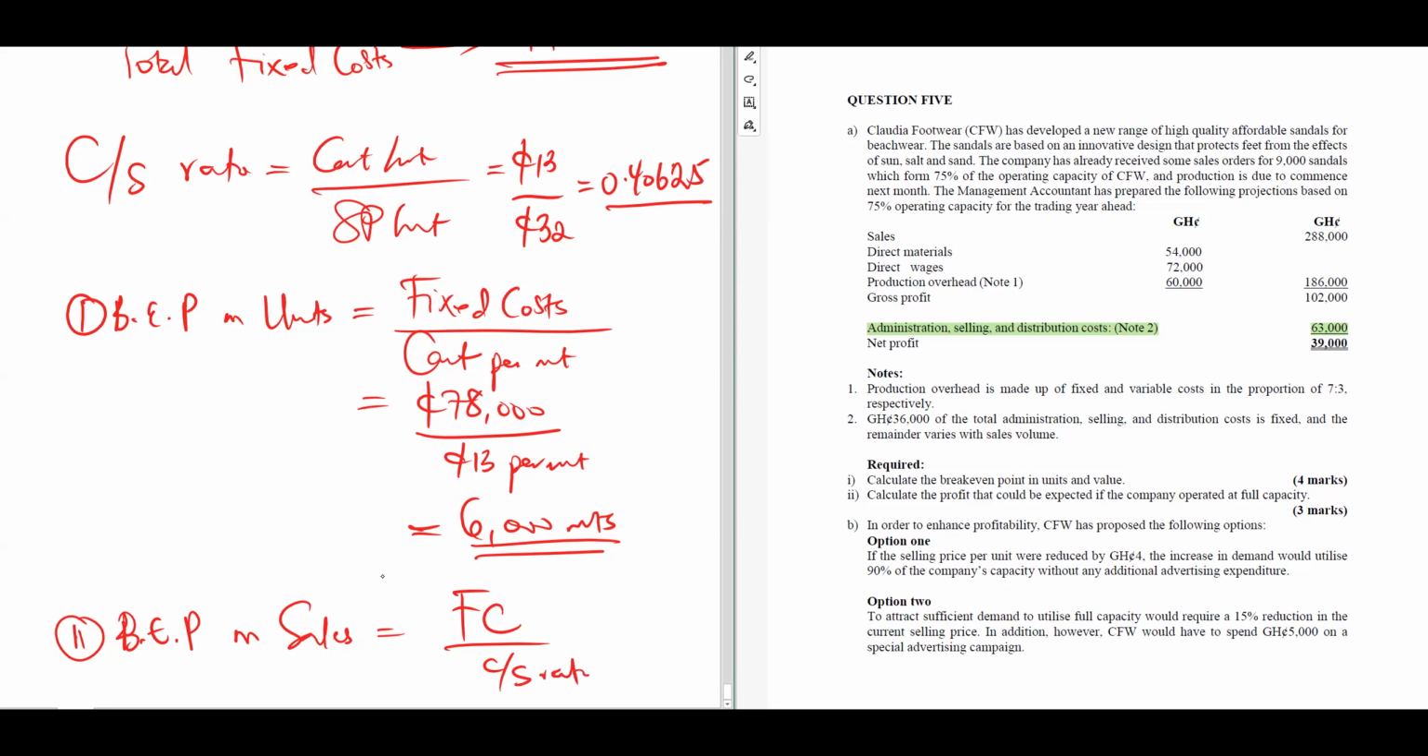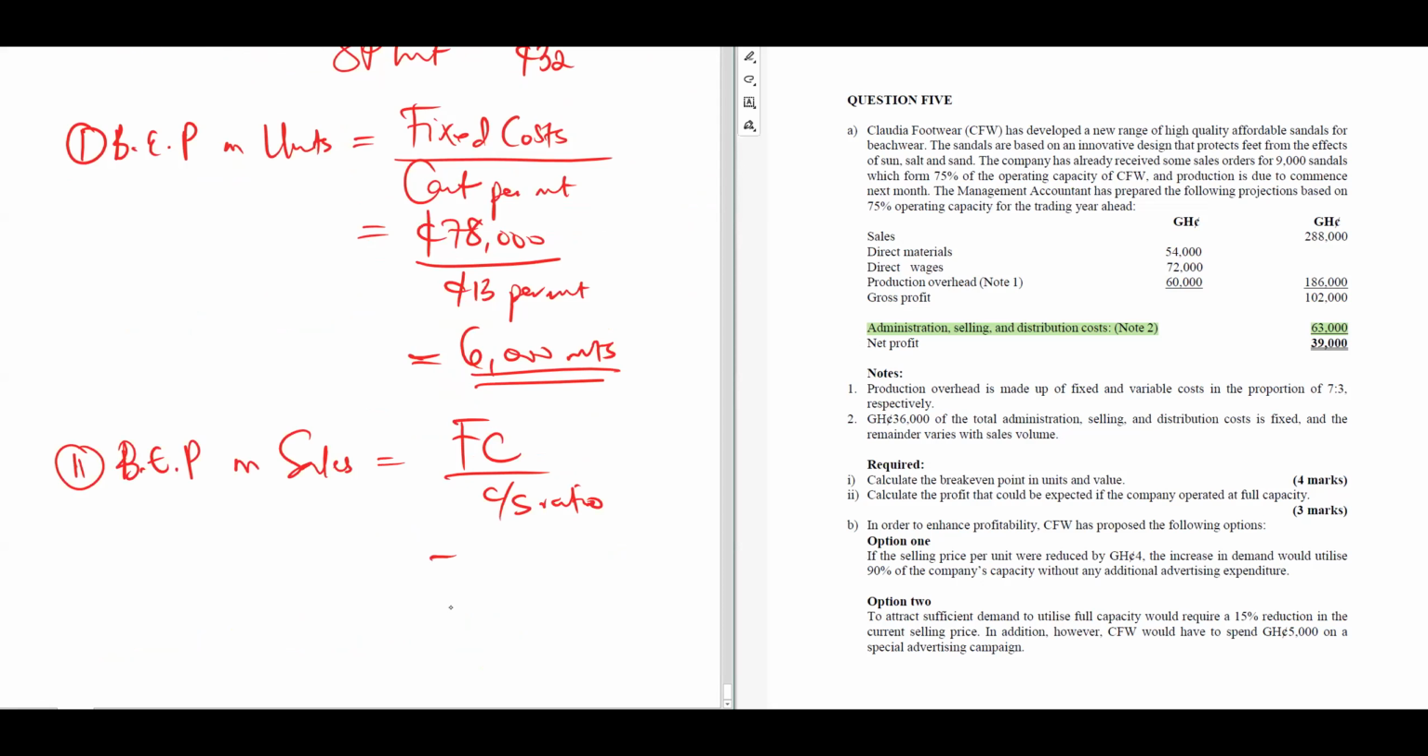And also, this is what we know. So straightforward. Our fixed cost, we know it was 78,000, divided by a CS ratio of what? 0.40625. Also, 78,000 divided by 0.40625. That is sales of 192,000 Ghana cedis that must be generated to break even.